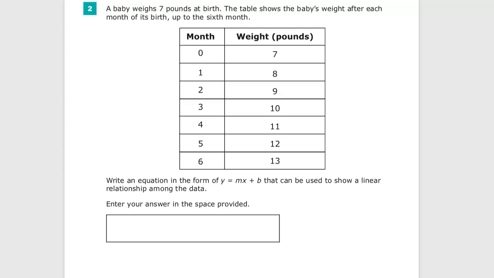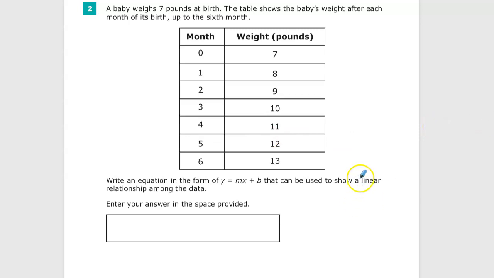A baby weighs 7 pounds at birth. The table shows the baby's weight after each month of birth up to the 6th month. So they work you through, like, at 4 months, the baby weighs 11 pounds. Write an equation in the form of y equals mx plus b that can be used to show a linear relationship among the data.